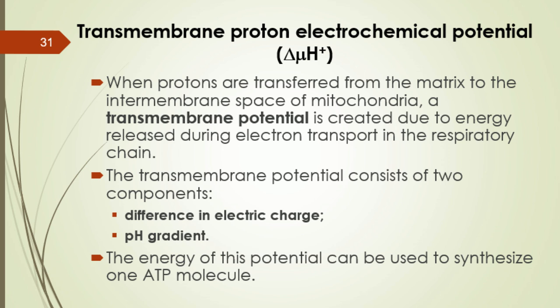The transfer of protons from the mitochondrial matrix to the intermembrane space causes the outer surface of the inner membrane to acquire a positive charge and the inner surface to acquire a negative charge. Additionally, a pH gradient is formed with a more acidic pH on the outside. As a result, a transmembrane proton potential is generated with two components, a difference in electrical charge and a pH gradient. The energy of this potential can be used to synthesize one ATP molecule.